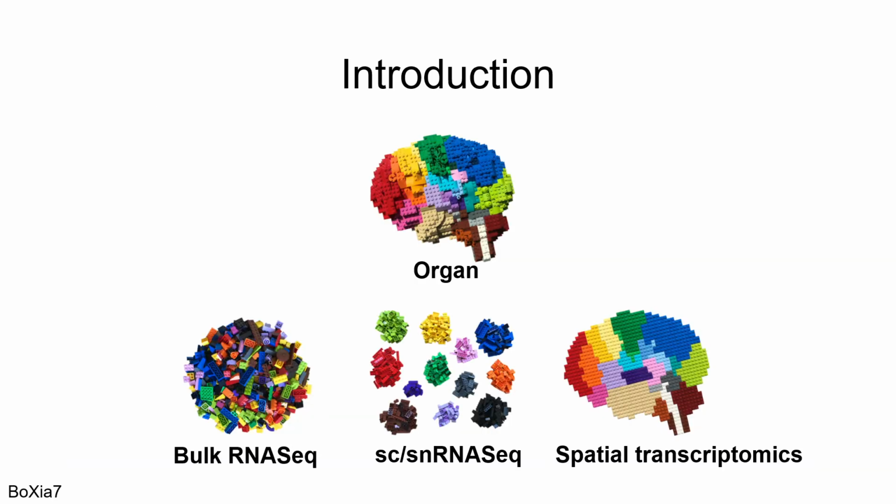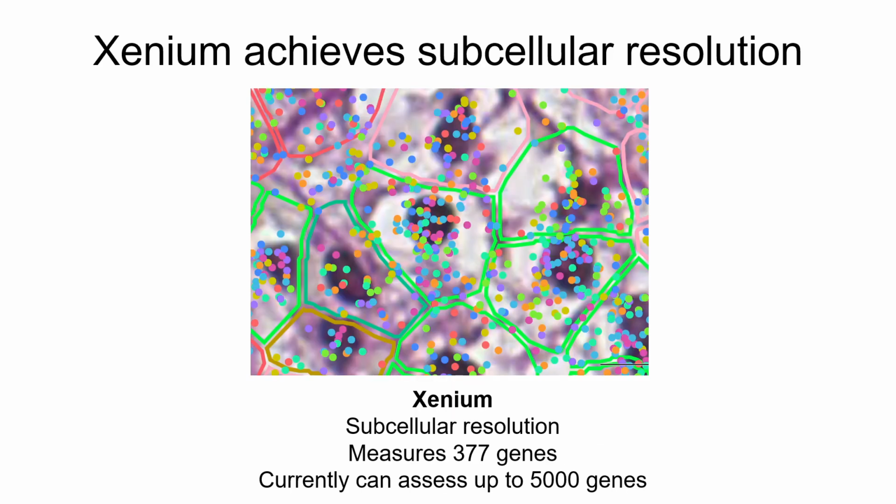What really excites me about spatial transcriptomics is that unlike single cell and single nucleus RNA-seq, which dissociate the cells from the tissue, spatial transcriptomics keeps the cells within their native tissue context. One of the top assays right now is Xenium, an image-based spatial transcriptomic technology that achieves subcellular resolution. Unfortunately, that high resolution comes at a cost of not being able to measure all of the genes within the transcriptome.